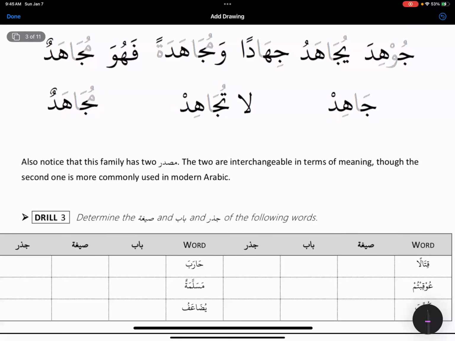Bab is what family? Which family does it belong to? Form, Fa'ala form. What form family does it belong to? And what does jazar mean? Root words.